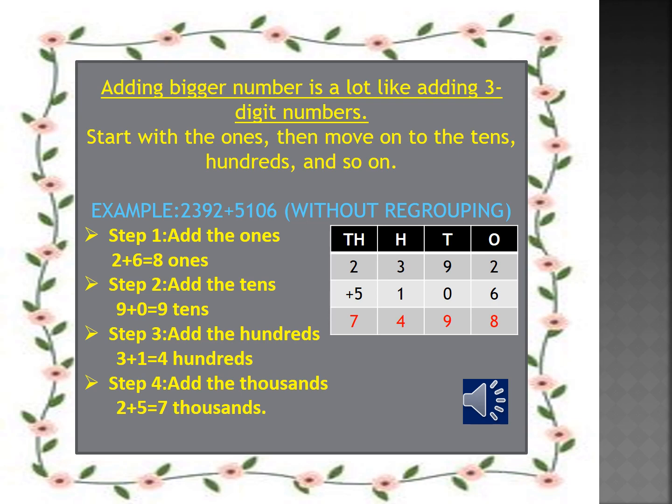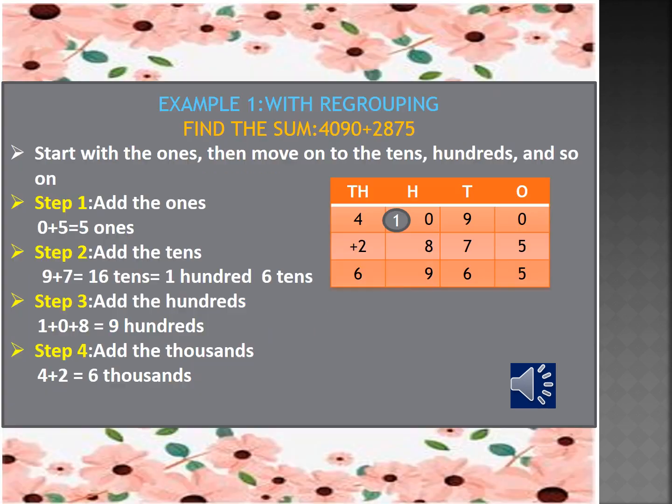Step 2. Add the tens. 9 plus 0 gives you 9 tens. Step 3. Add the hundreds. 3 plus 1 gives you 4 hundreds. Step 4. Add the thousands. 2 plus 5 gives you 7 thousands. So your answer will be 7245. Your next example will be adding with regrouping.